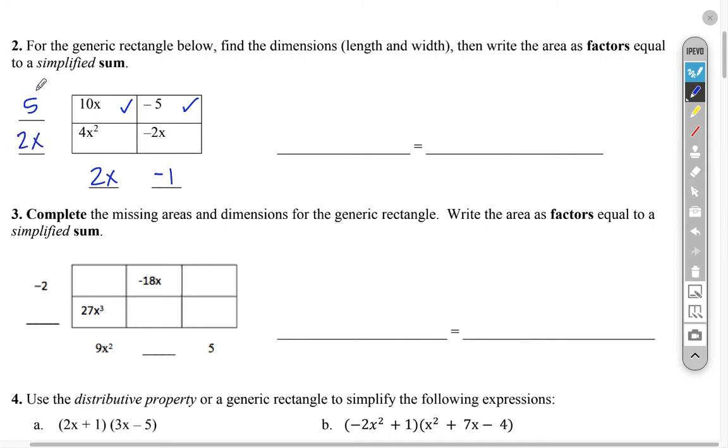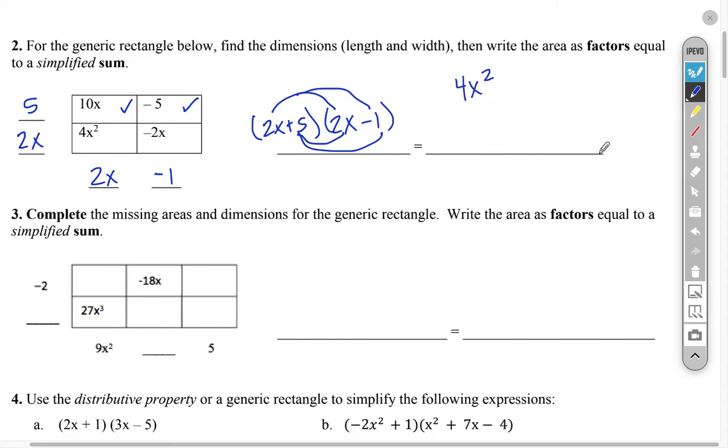So remember, we take our terms and we make a little problem out of them. So we have 2x plus 5 times 2x minus 1. And then we distribute that out using the FOIL method. So remember, it's first, outer, inner, last. So we have 2x times 2x. It's going to be 4x squared.